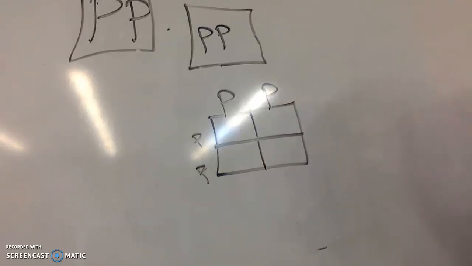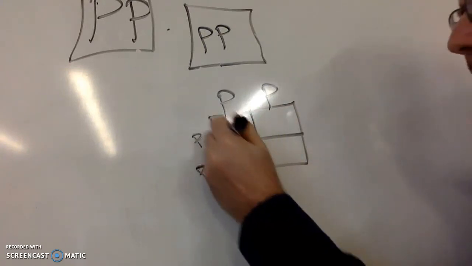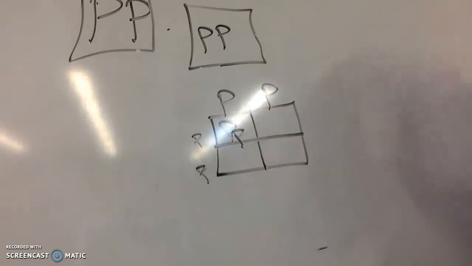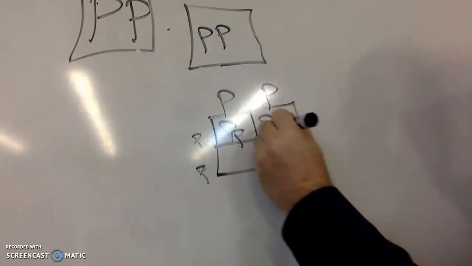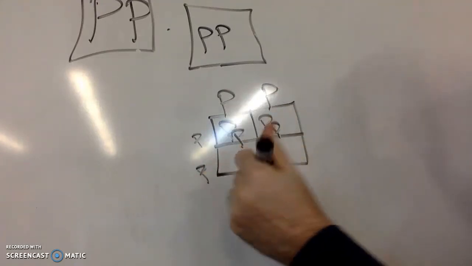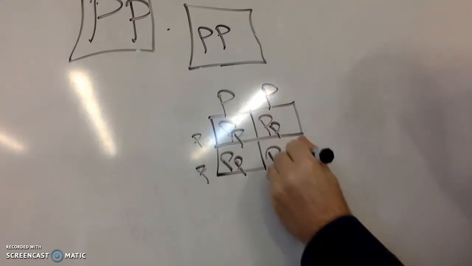Always put the capital letter first. You'll see why that's important when we get into some more complicated problems in genetics. I see a dominant allele and a recessive. Look what I got: big P, little p. That's a heterozygote. Dominant, recessive, another heterozygote. Dominant, recessive, another heterozygote.